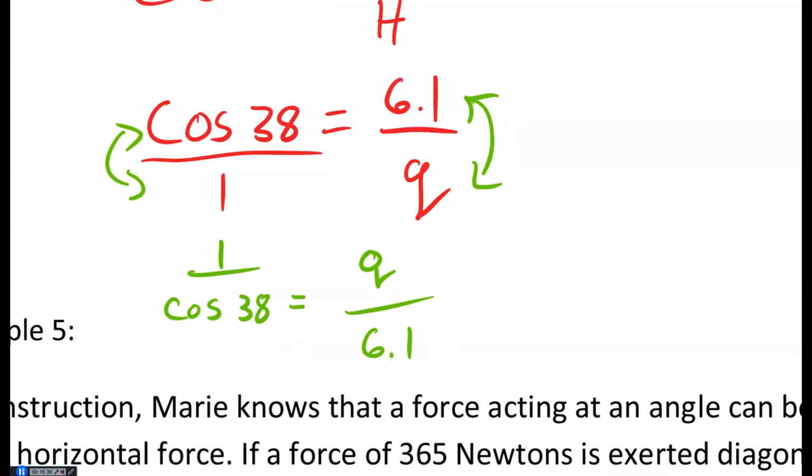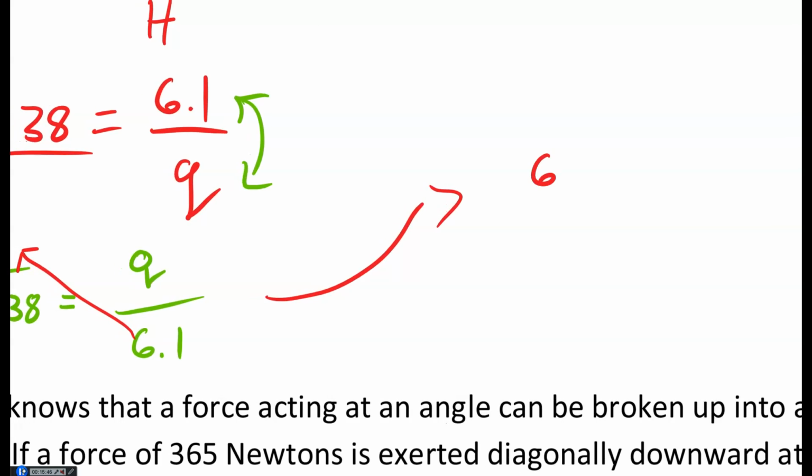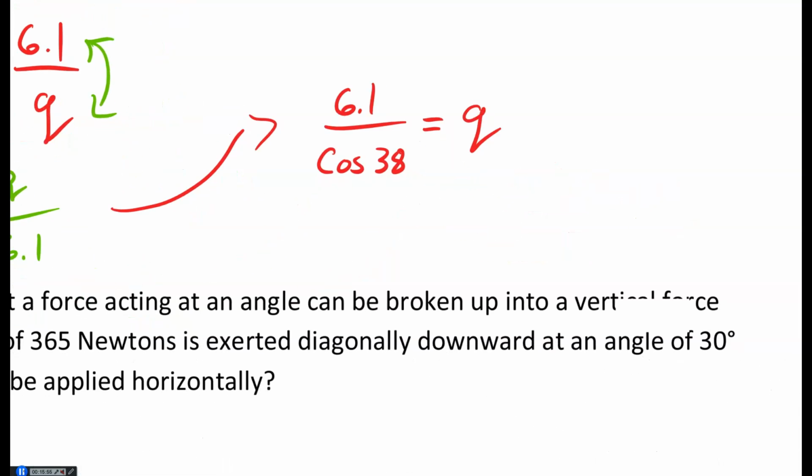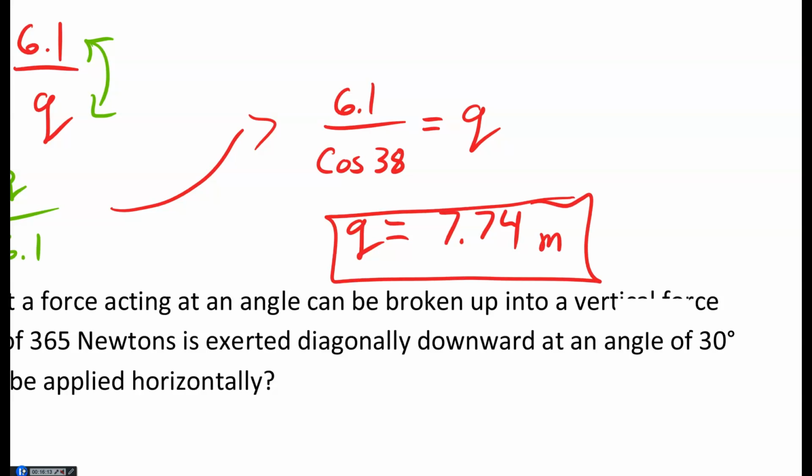Now this 6.1 will multiply up, and what we'll get is 6.1 divided by cos 38 equals q. Now we can do 6.1 divided by cos 38, which is equal to 7.74, and if we look at the unit that we have for the bottom distance, which is in meters, we'd have 7.74 meters, and that'll be our final answer.